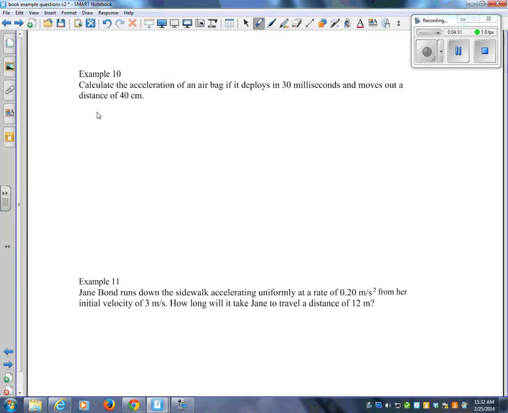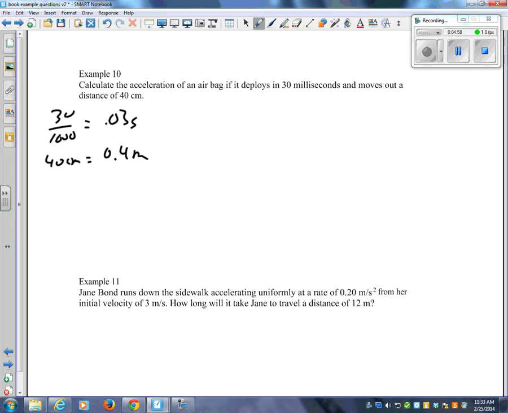Okay, acceleration of an airbag, if it deploys in 30 milliseconds and moves out a distance of 40 centimeters. Here, the key idea is that you've got to do some conversions. So 30 milliseconds is 30 thousandths of a second, right? Or 0.03 seconds. 40 centimeters is, of course, 0.4 meters.